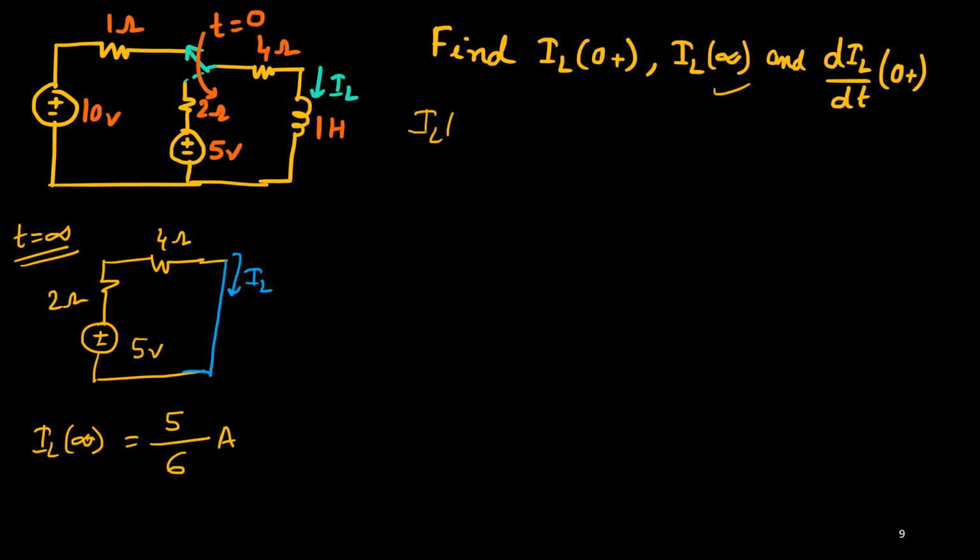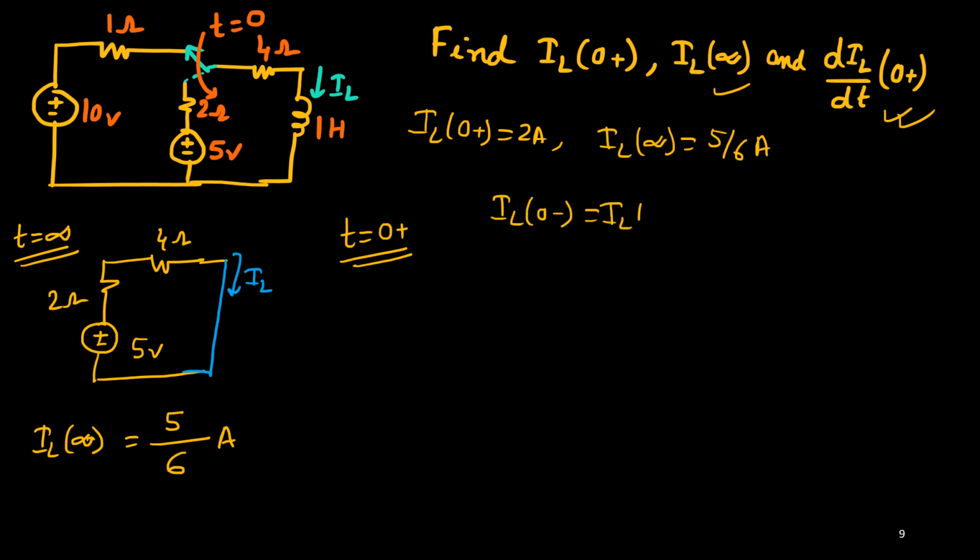So we have already got IL at 0 plus equal to 2 ampere, and IL at infinity is becoming 5 by 6 ampere. Right. Now how to solve this one? At t equal to 0 plus, I need to consider t equals 0 plus. That's all. I told you that at t equal to 0 plus, just after switching, inductor current is continuous. IL at 0 minus is the same as IL at 0 plus, and that was your 2 ampere, right?